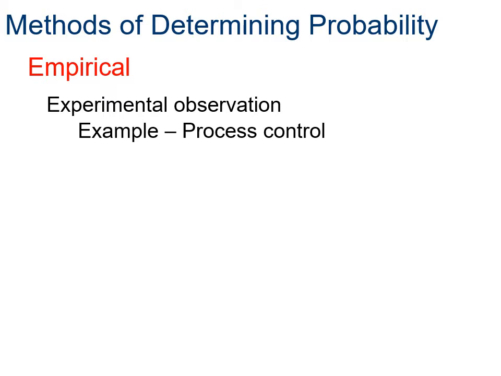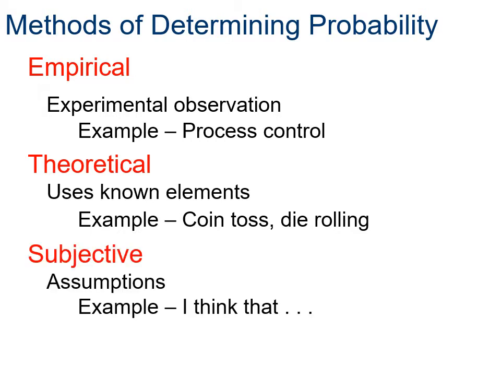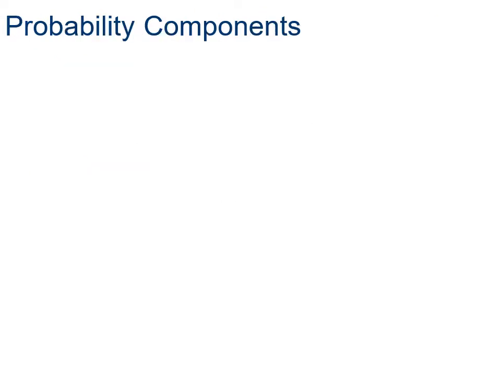Empirical probability is by experimentation. We flip the coin and we see how many times we get heads and how many times we get tails. Theoretical is using known elements. For example, we'd expect a coin is going to be half the time heads and half the time tails. When we're rolling a die, we would expect, if it's a six-sided die, that 1/6 of the time we get each of those numbers. Or there's also subjective, which is where you're making assumptions. Like, for example, you're trying to tell the weather. All right, I think that there's a 60% chance that we're going to get weather in a given area on a given day.